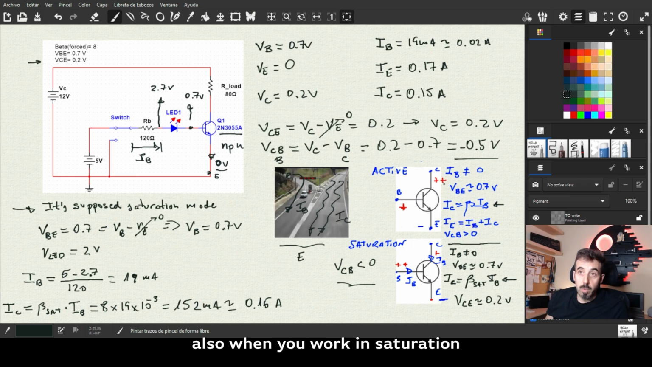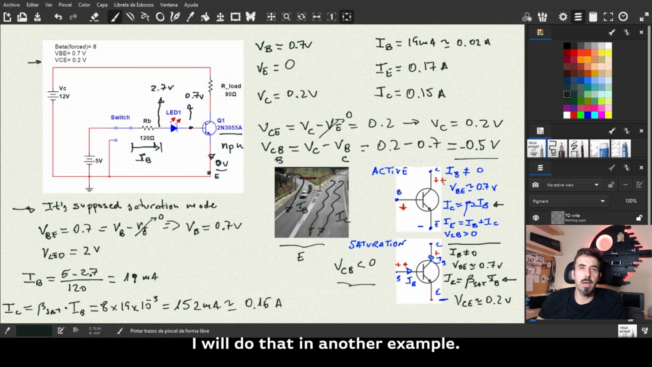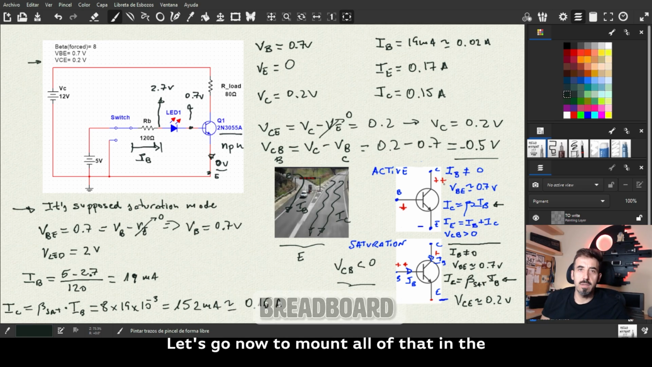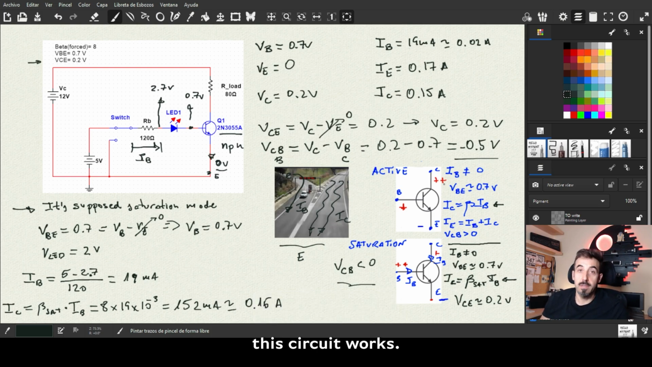So that means that our initial hypothesis is correct, and we work in saturation. It's important also when you work in saturation to compute some power dissipation, especially in the transistor, but I will do that in another example. Let's go now to mount all of that in the breadboard and see how this circuit works.